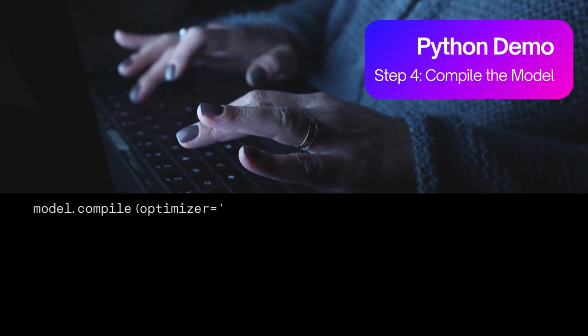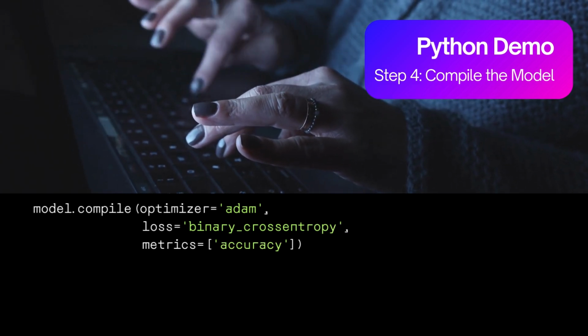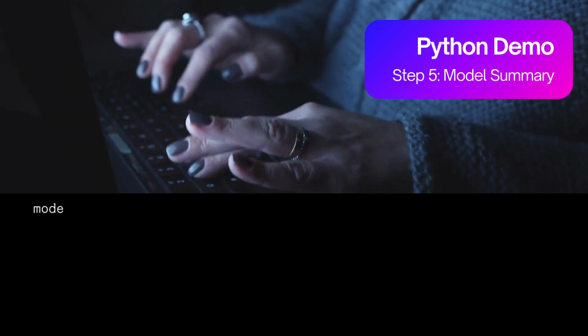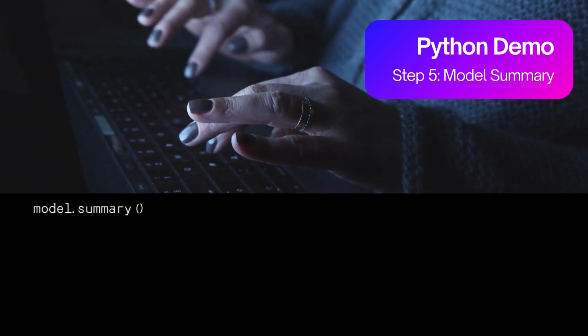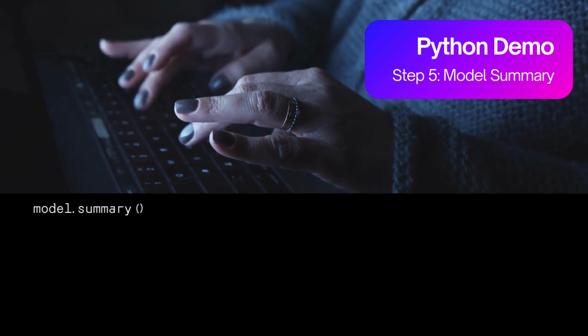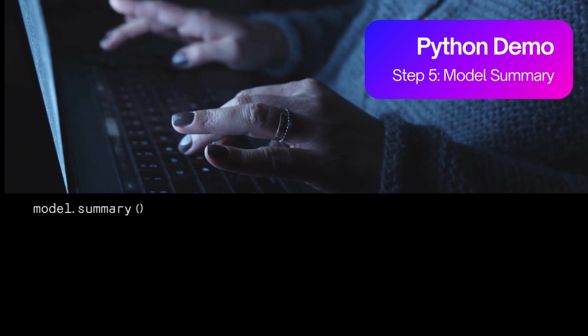Now we compile the model with Adam optimizer and binary cross-entropy loss, tracking accuracy as our metric. Finally, we print the model summary, showing each layer, its parameters, and how the CNN is built. And that's it. With just a few lines of code, we've created a CNN that can classify images.